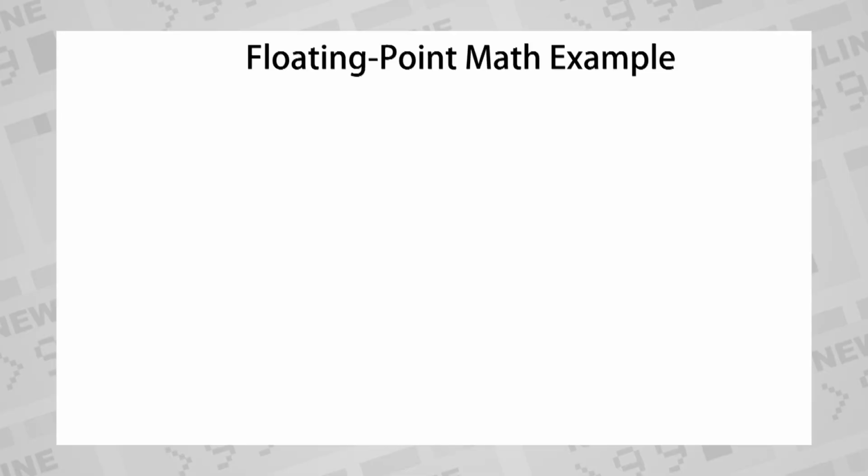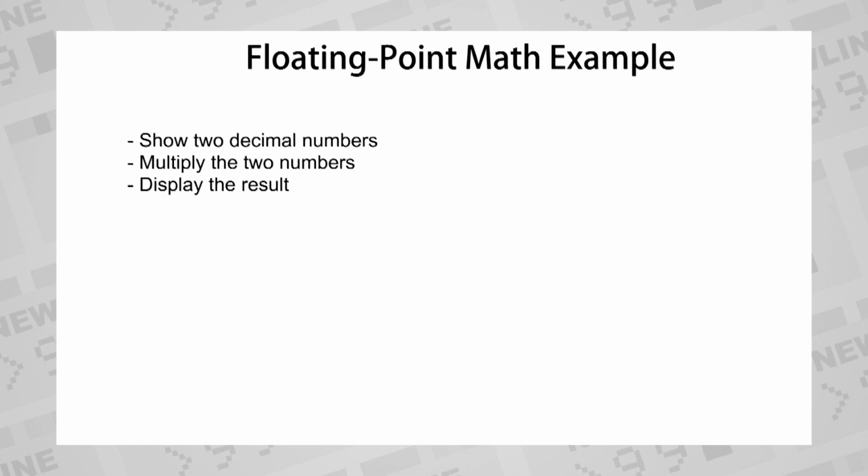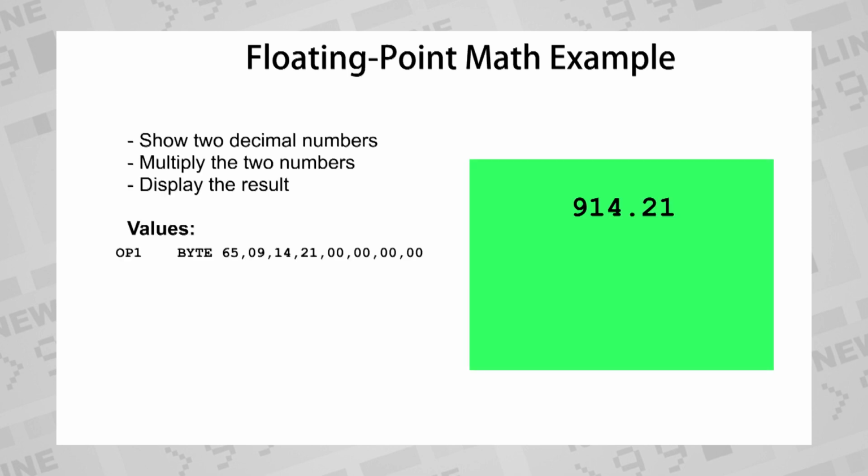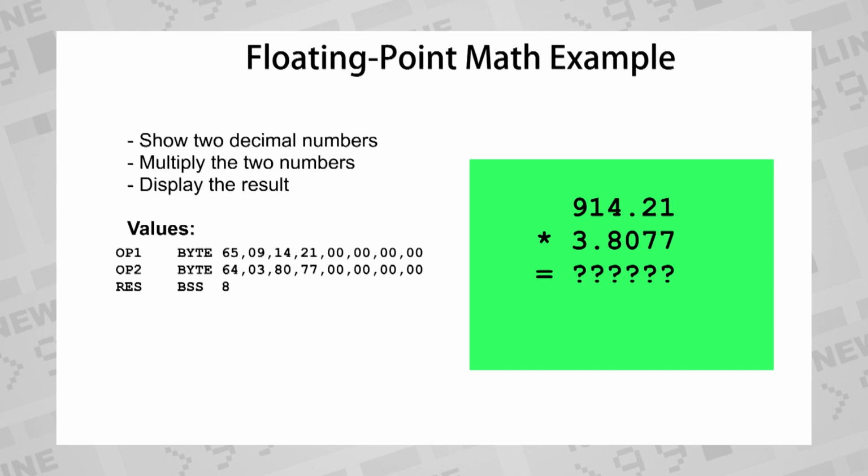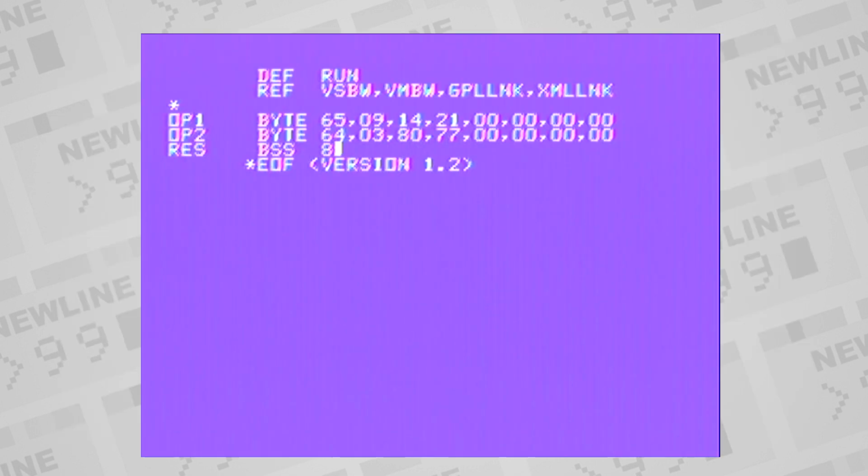We'll do a simple example of floating point math. Let's say that we want to show 2 decimal numbers, multiply them, and then display the resulting value. We'll make 3 8-byte data buffers for the calculation. The multiplicand, which will give the value 914.21. The multiplier, which will give the value 3.8077. And the product of multiplying the two, which we won't give any initialized value, just an 8-byte block.